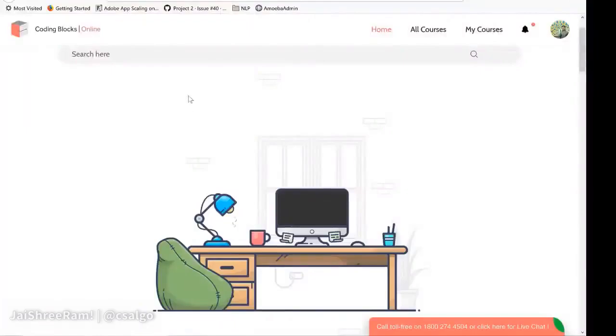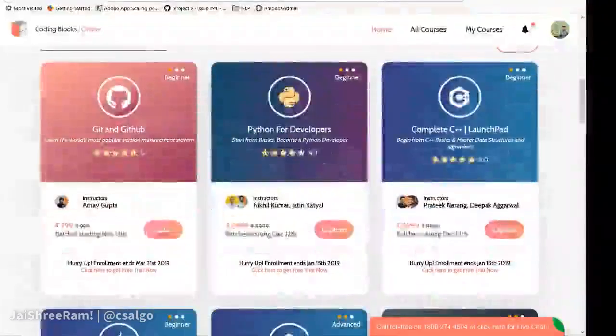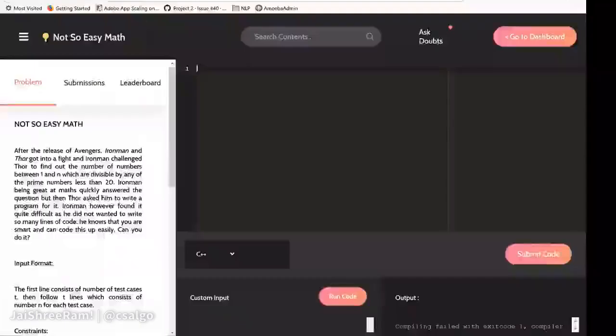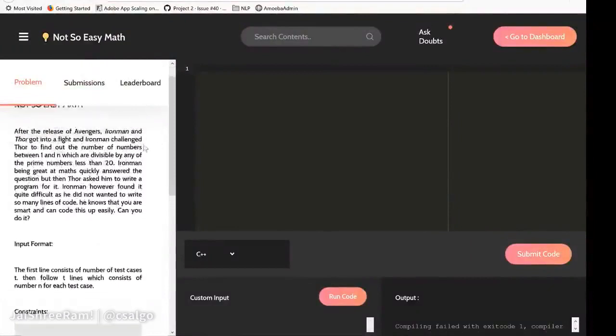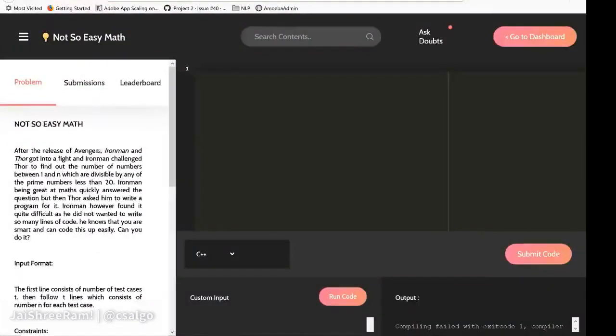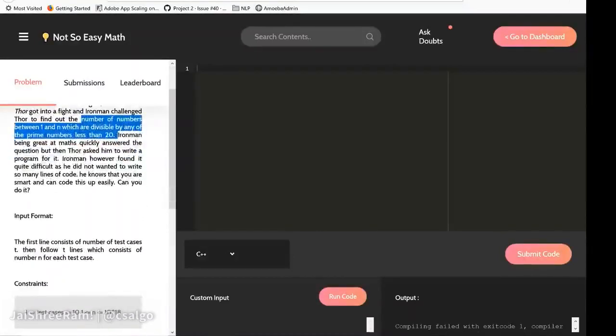The problem is on Coding Blocks Online, and it is also on Hacker Blocks. So let us see what the question is saying. It says, after the release of Avengers, Iron Man and Thor got into a fight, and Iron Man challenged Thor to find the number of numbers between 1 to n which are divisible by any of the prime numbers less than 20. So this is what we need to find out.